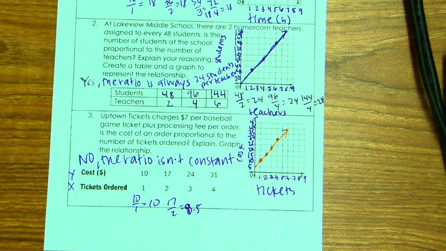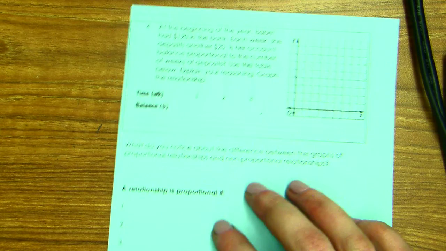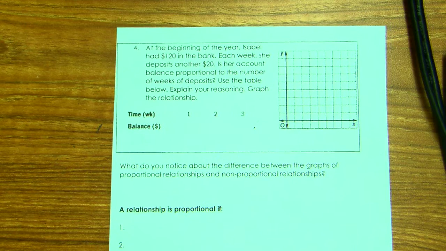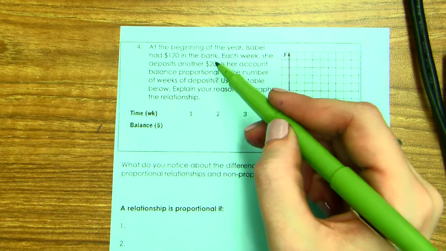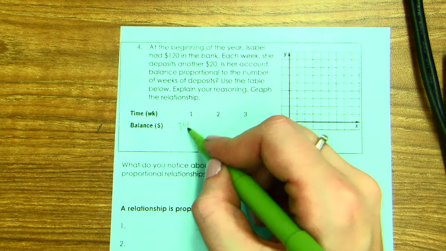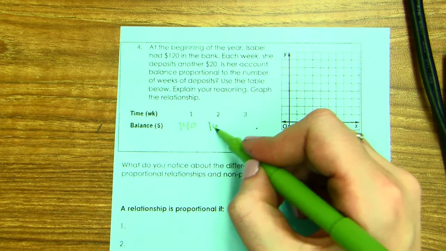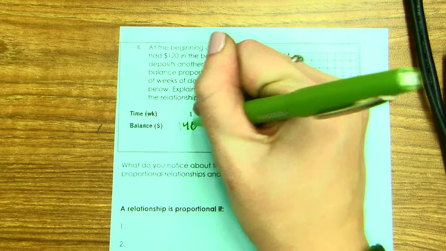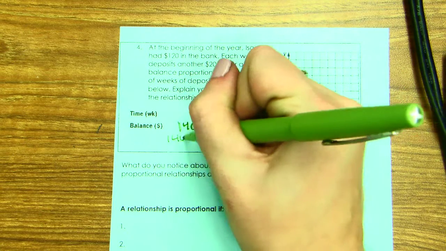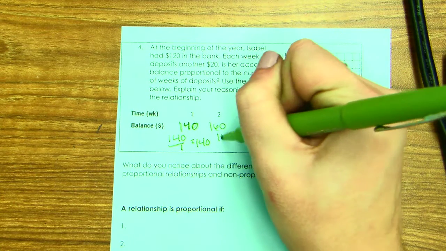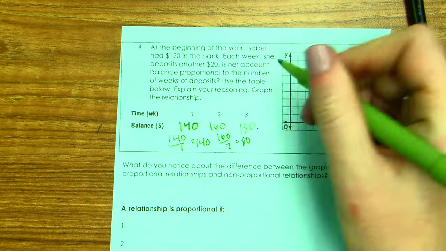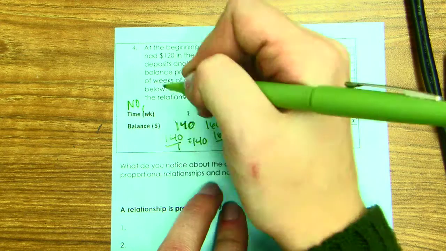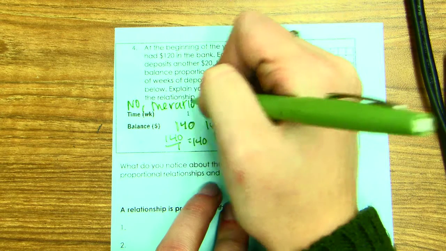And then we're going to do just one more graph, number 4. Number 4 says at the beginning of the year, Isabel had $120 in the bank, and then each week she deposits $20. So she had $120, plus after the first week, 20 more, so that'd be $140. Then she adds 20 more, $160, and then 20 more, $180. So let's divide to see if it's proportional. 140 over 1 is 140. 160 over 2 is 80, so we already know it's not proportional, and 180 over 3 is 60. So definitely not proportional because the ratio isn't the same.